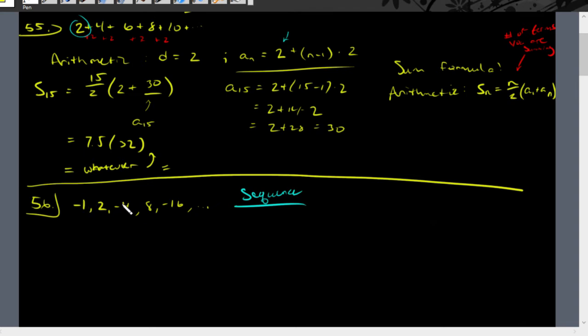So, first off, definitely not arithmetic. It's going from negative to positive to negative to positive, right? Not arithmetic. But if you notice, there's a very common thing here. Multiply by negative 2. Multiply by negative 2. This means that it is geometric, and the common ratio is negative 2. The common ratio is the value you are multiplying by.